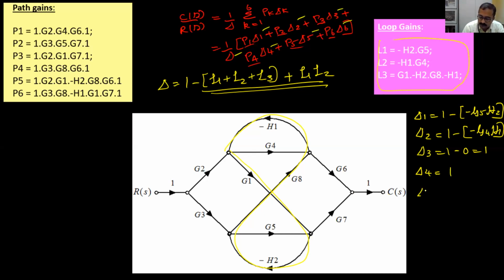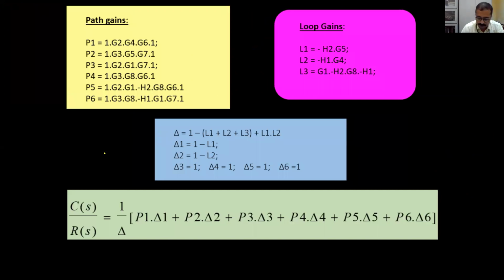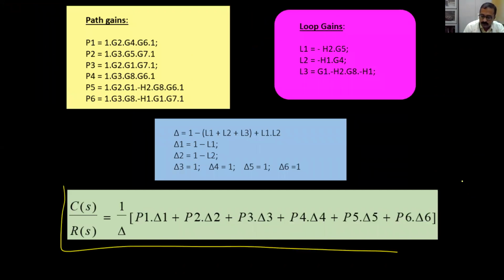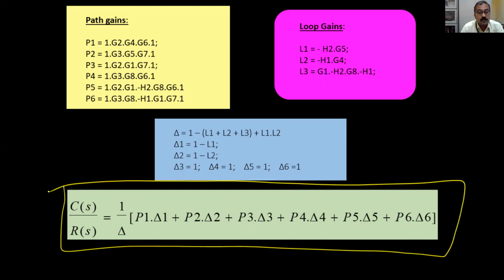What is delta 5? 1 minus loop gains not touching fifth path. Fifth path is G2, G1, this thing. Again, all the loops are touching, either here or there. So delta 5 and delta 6 are all 1. So what will be the total transfer function? It will be C of S by R of S will be what? 1 by delta into sigma k equals 1 to 6 Pk delta k. Okay, that is what is shown here. So this will give you the overall closed loop transfer function.